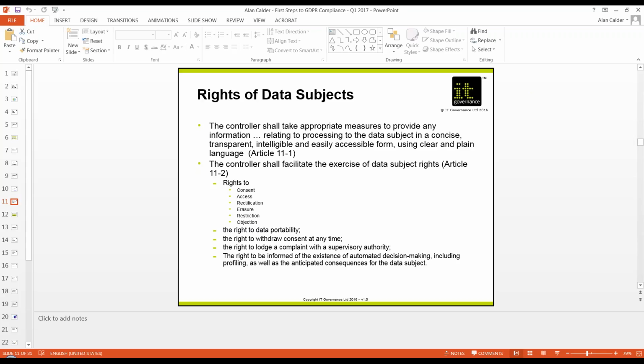They can say, fine, I exercise my right to stop you processing it while we argue this out, and then of course the right to object to processing or anything you do with it. There's a right to data portability and the right to withdraw consent at any time.